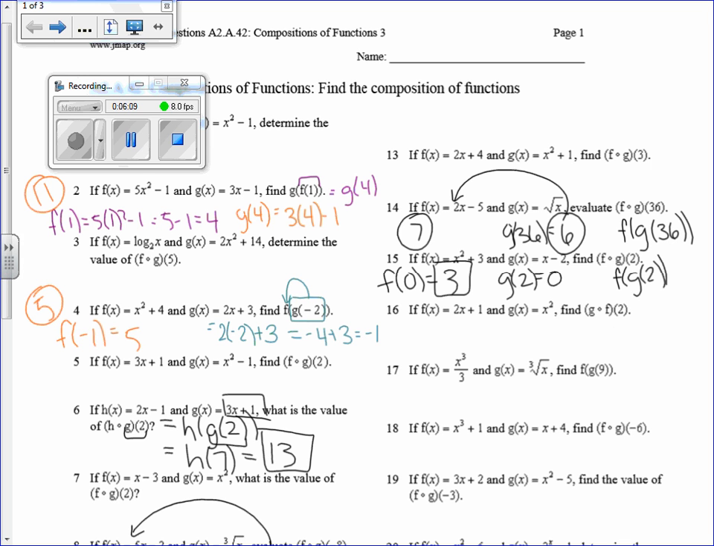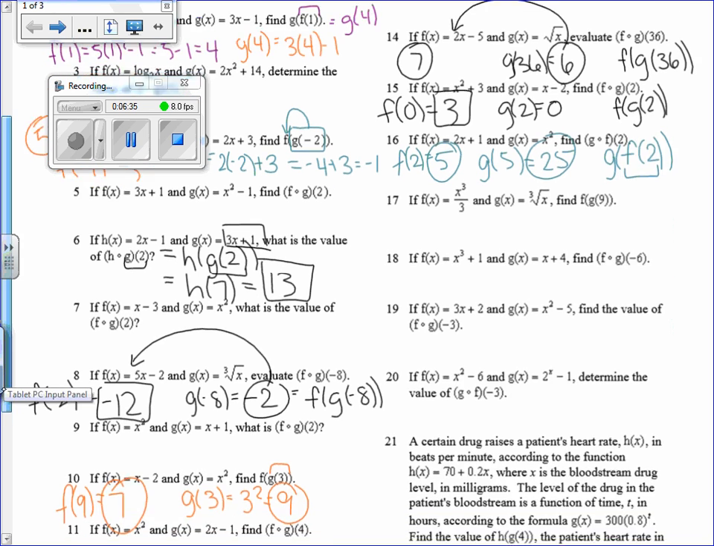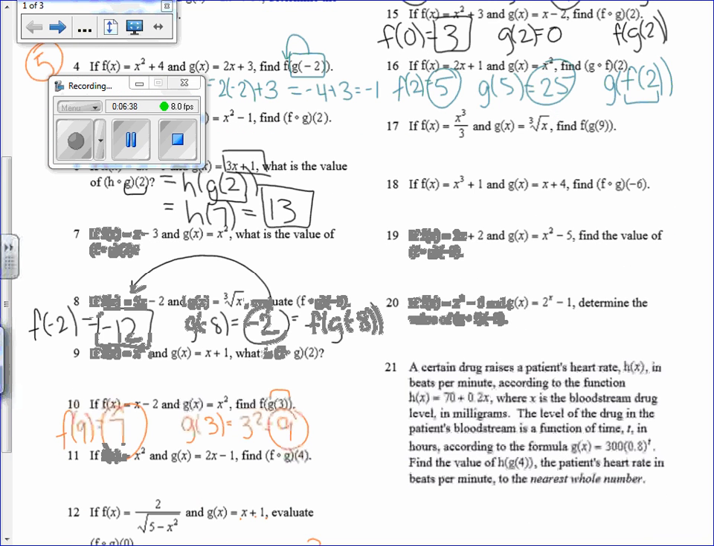16, g of f of 2. So first I've got to figure out f of 2. Well, f of 2 is going to give me 2 times 2, which is 4, plus 1, which is 5. So I'm really putting 5 into g. So g of 5 is going to give me 5 squared, which is 25. So 25 is the final answer for 16. Skip 17 because you're doing the evens.